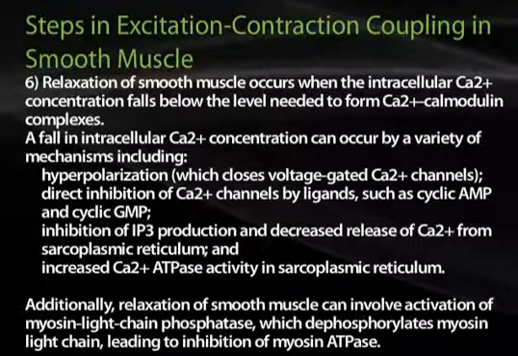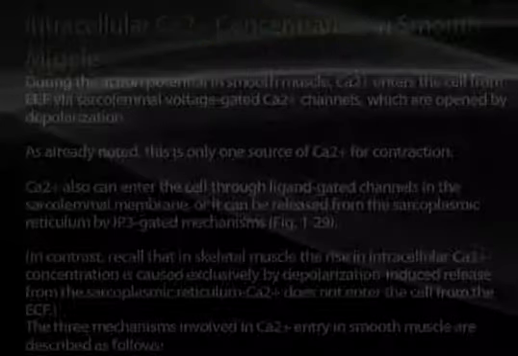Additionally, relaxation of smooth muscle can involve activation of myosin-light-chain phosphatase, which dephosphorylates myosin-light-chain, leading to inhibition of myosin ATPase.